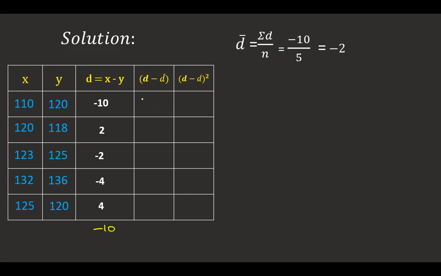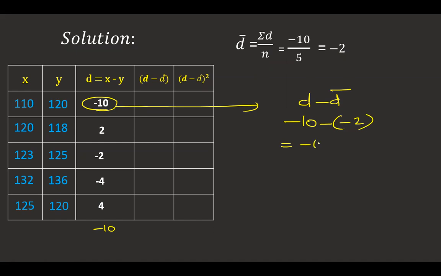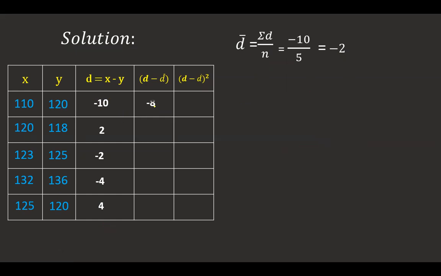Now I'm going to fill up this column. What is my D? So I'm going to write it here. You just see, it is D minus D bar. What is my D? D is minus 10. I'll write, minus is there. Then D bar is minus 2. So I'm going to write it as minus 10, minus into minus plus 2. So therefore it is minus 8. That is what I'm going to write it here. Okay, so now I'm going to write it minus 8.